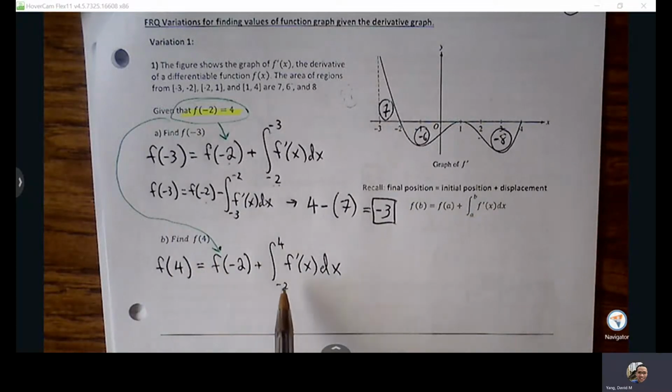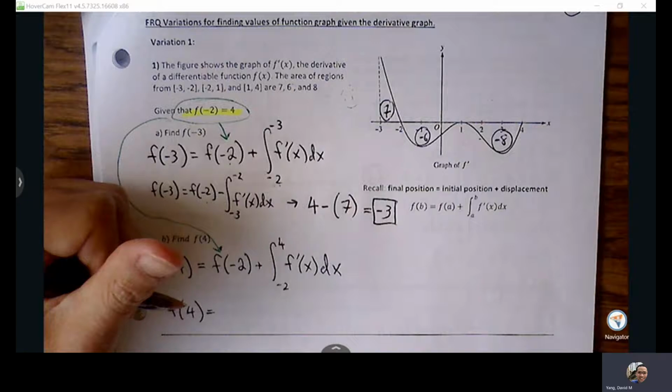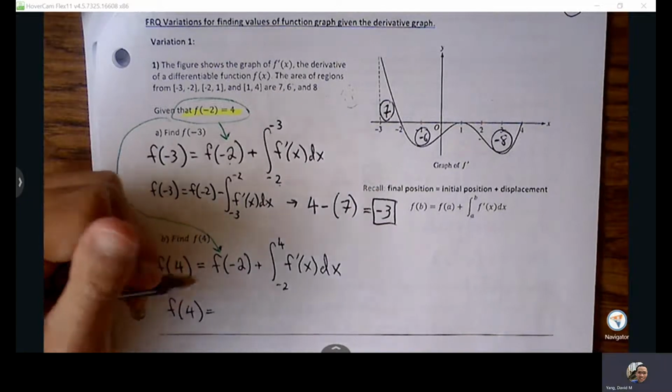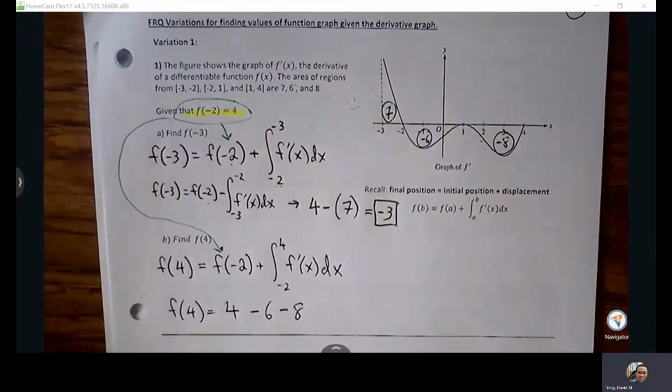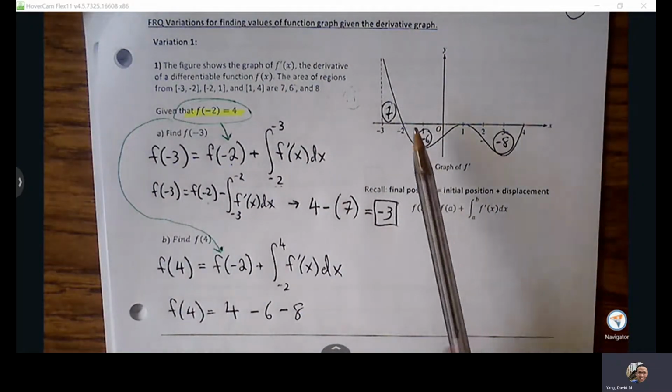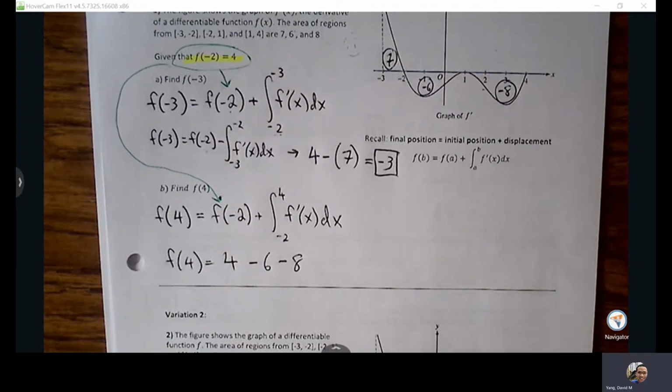So as I set this up, do I need to adjust the bounds? Or is it already in order? It's already good, right? There's no need to adjust the bounds. It's already from smaller to larger, so we can just go ahead and plug in what we see. The regions from negative 2 to 4 are all negatives, so we can just say negative 6 minus 8.